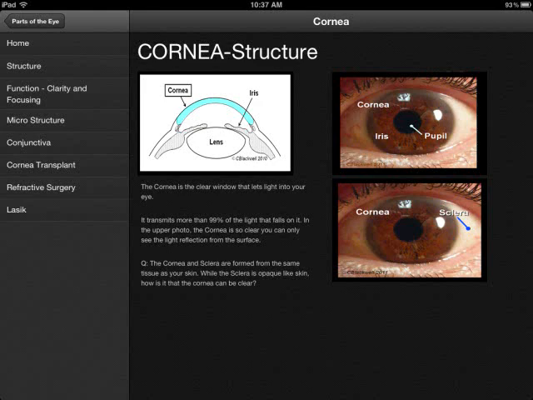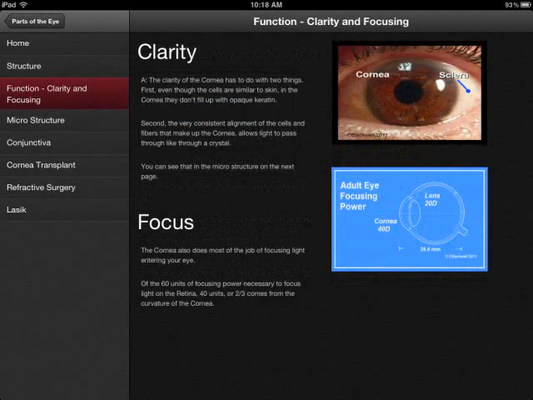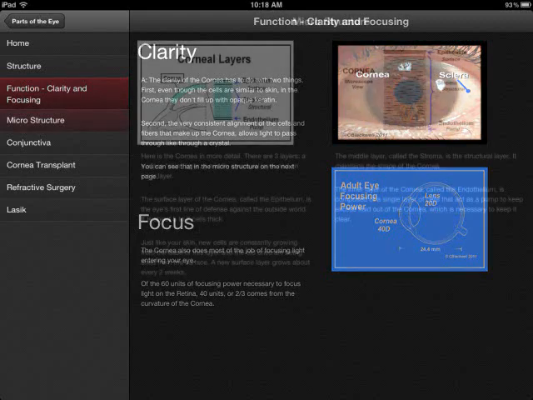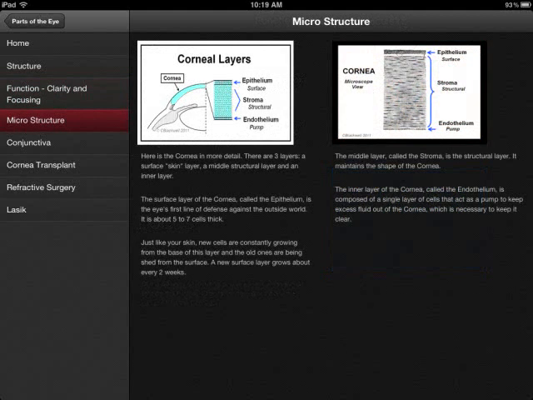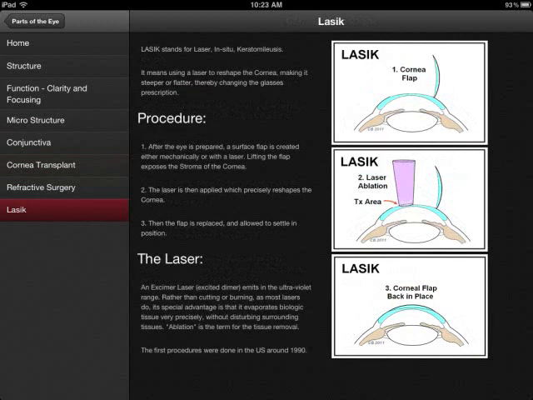Consider this question. The wall of the eye, which is sclera and cornea, is made up of the same tissue as your skin. The sclera is opaque like skin, then how is it that the cornea is so crystal clear? The answer is in the microstructure of the cornea. We also cover other issues of interest, like how a cornea transplant works, and how the refractive surgery called LASIK works.